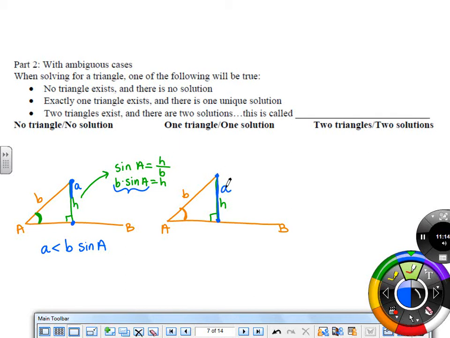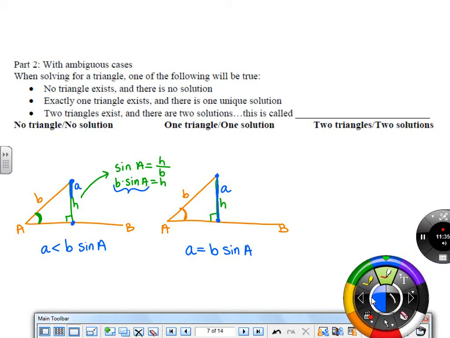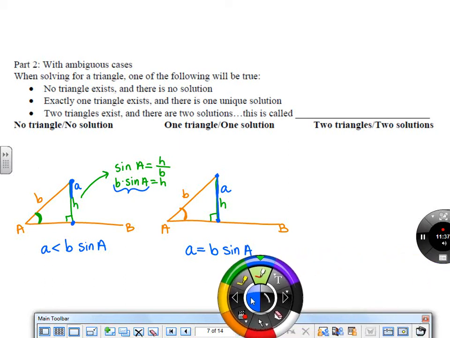So if side A was exactly the length of that perpendicular height, we would be able to build one triangle, and it would be a right triangle. Or we would be able to build one exact triangle. So we have side length A being equal to the height allows us to build exactly one triangle. Okay? The two triangle situation then is what if we have a longer length to deal with?